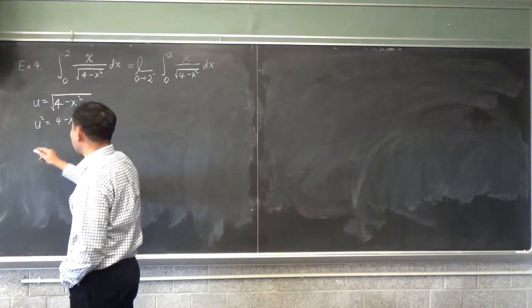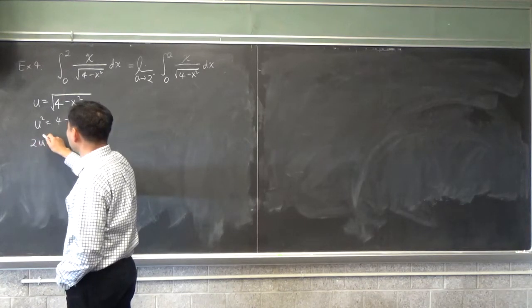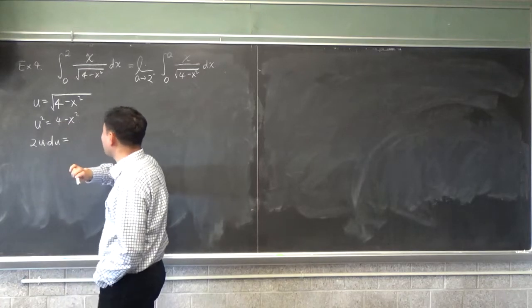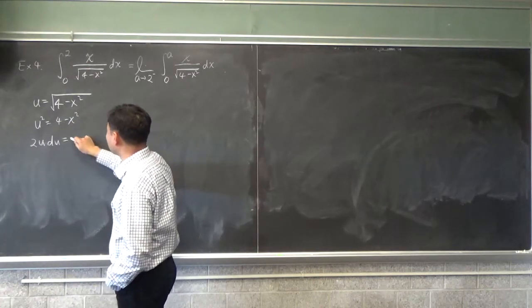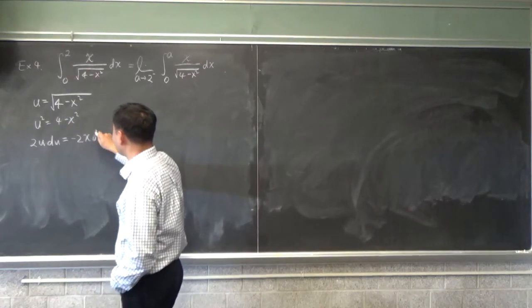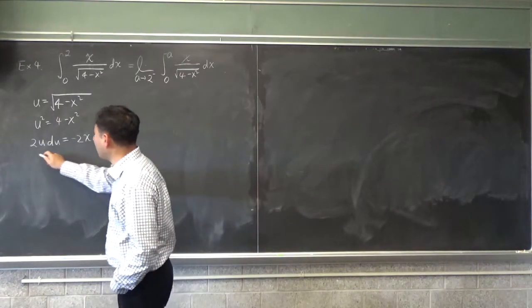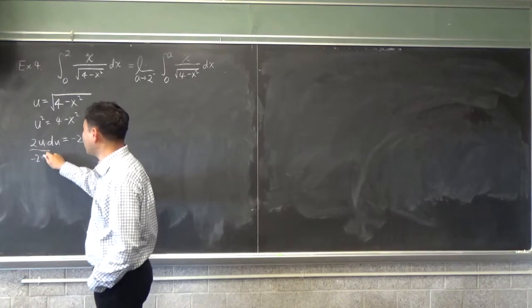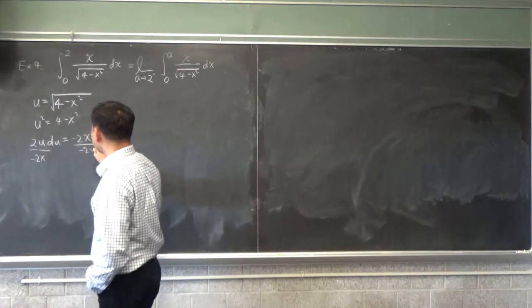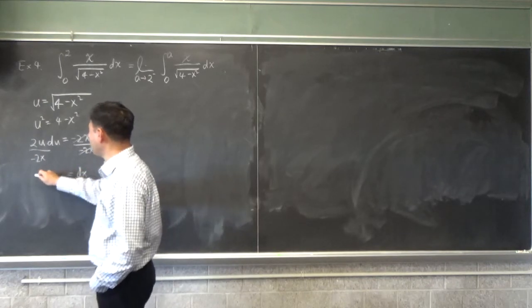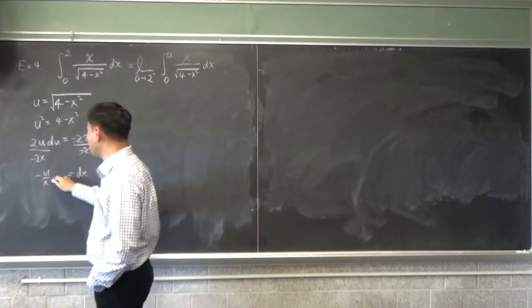You should slow down a little bit, okay? 2u du. If you differentiate 4, you get 0. If you differentiate this, it's negative 2x dx. And then you want to solve for dx by dividing by negative 2x, so that you get dx equals negative u over x du.